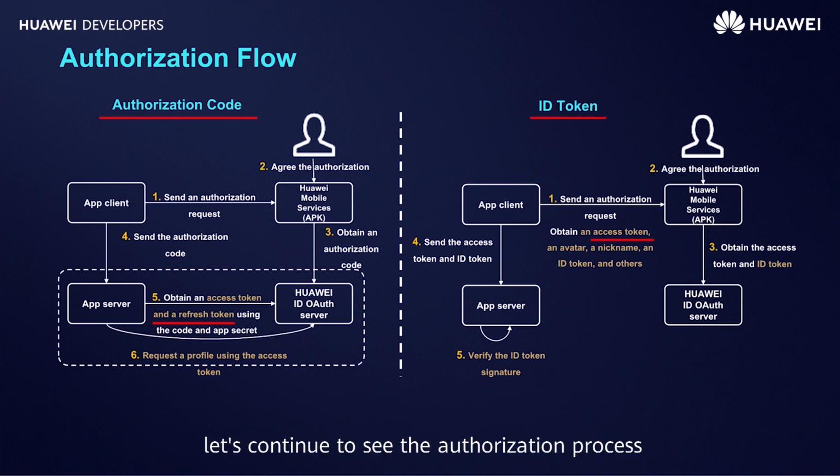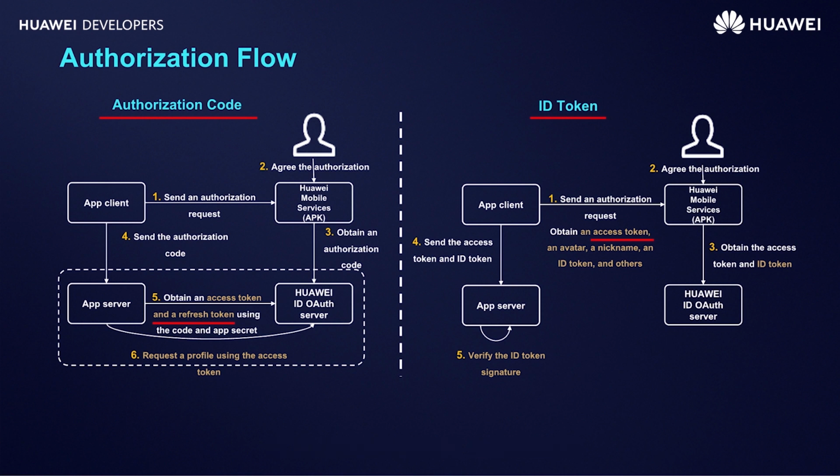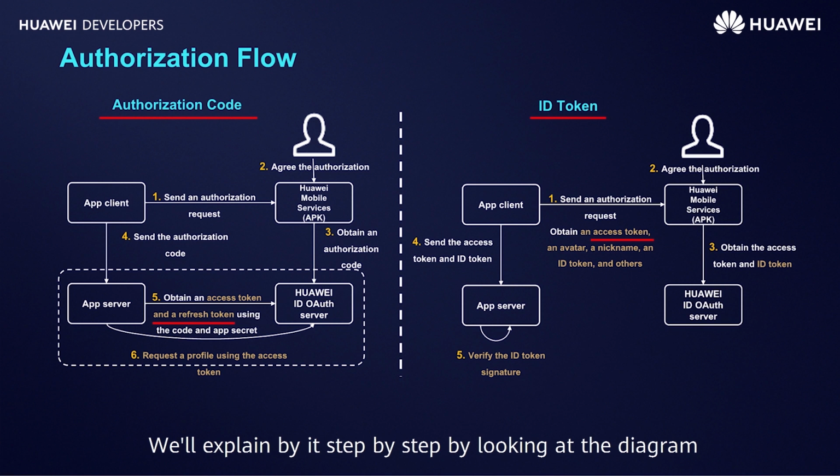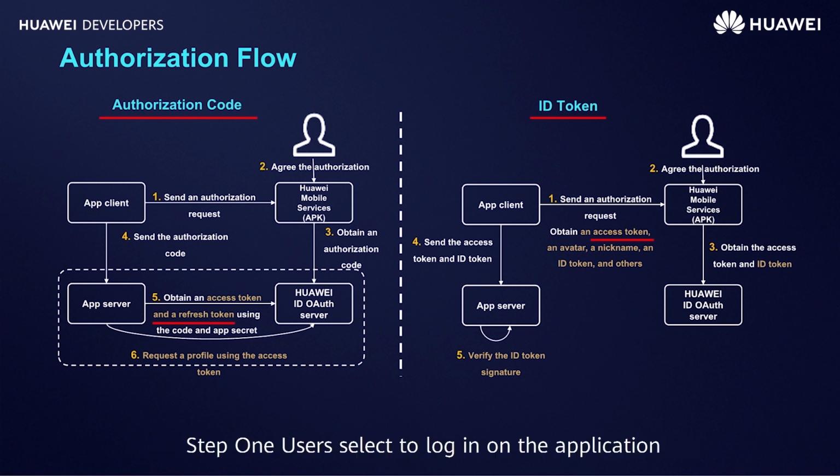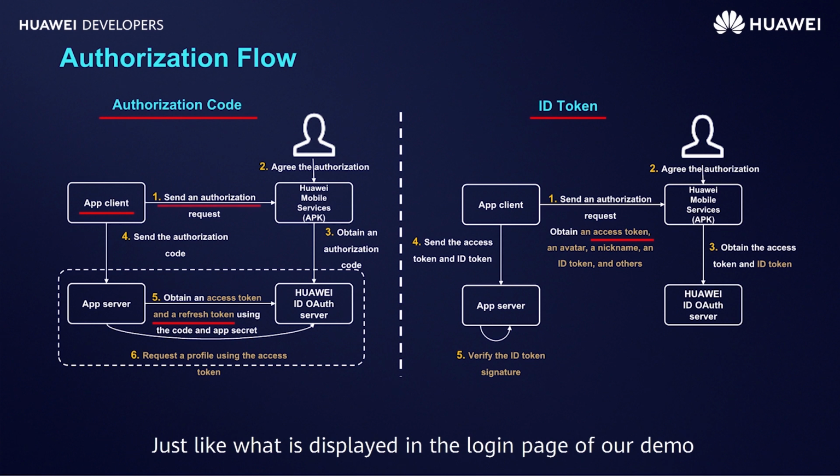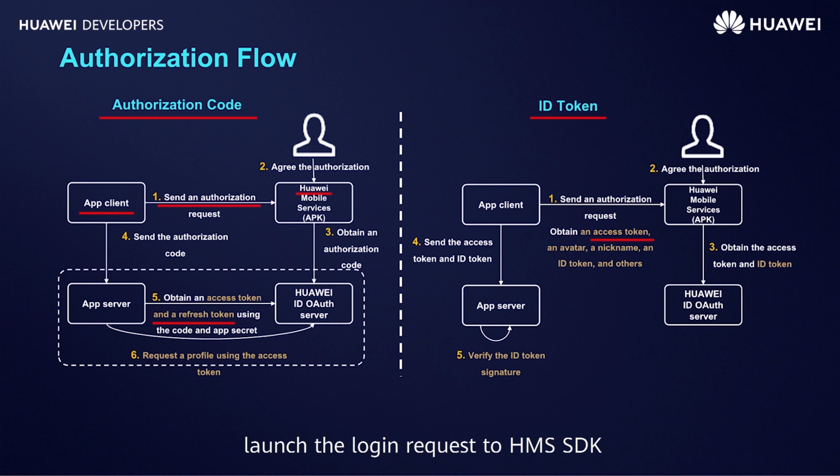Alright, let's continue to see the authorization process of the authorization code mode. Here is the overall process. We will explain it step by step by looking at the diagram. Step 1. Users select to log in on the application by choosing Huawei account mode on the app terminal, just like what is displayed in the login page of our demo. Launch the login request to HMS SDK.